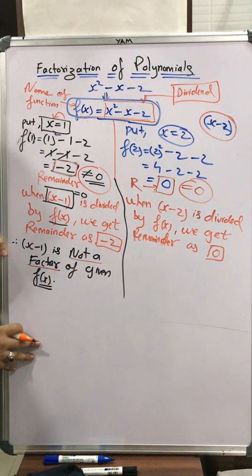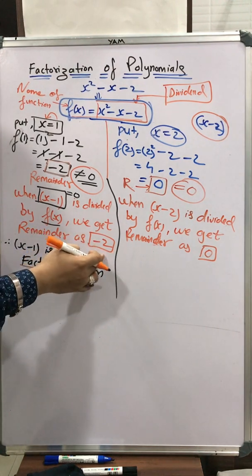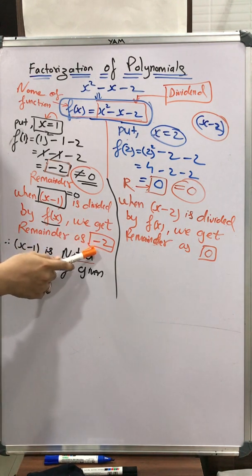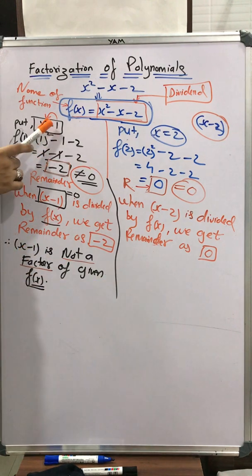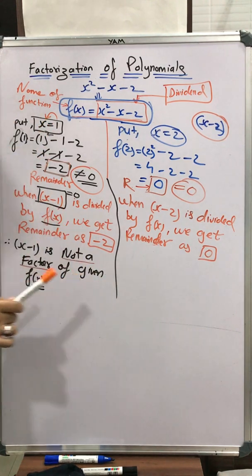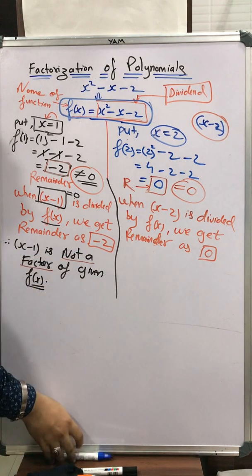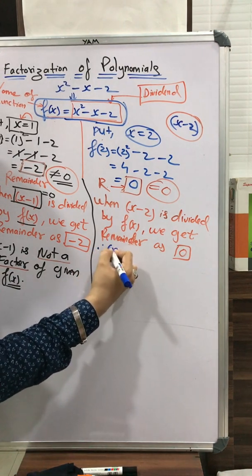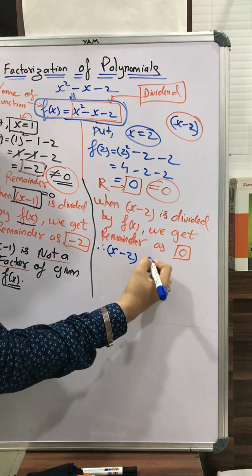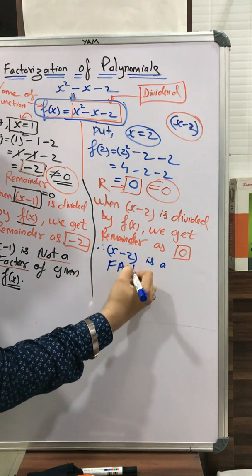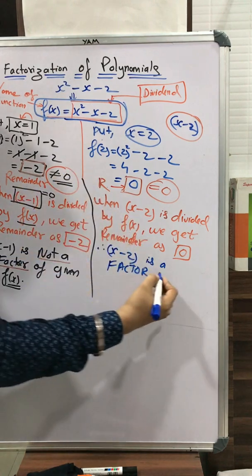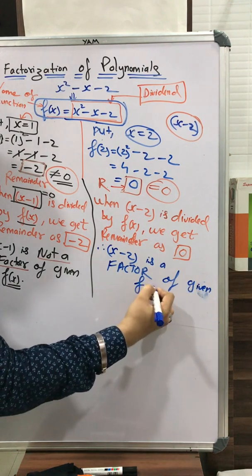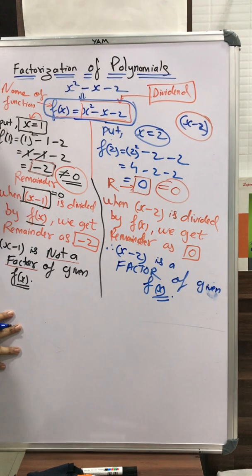In the previous case, students, we got a non-zero remainder, minus 2. Please see here. Because we got a remainder other than 0, we wrote that x minus 1 is not a factor of the given polynomial fx. But here what will I write? Here I will write that therefore x minus 2 in this case is a factor of the given polynomial fx.